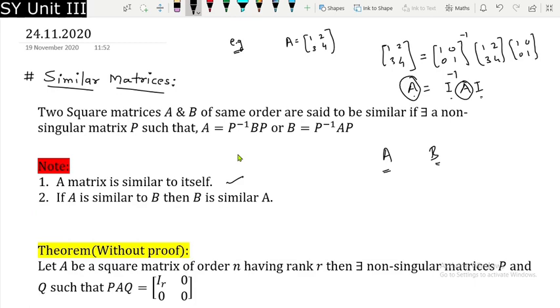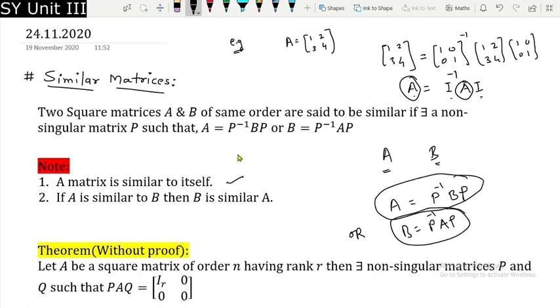Now suppose there are two different matrices A and B. How do we say that they are similar? They will be similar if we are able to find a non-singular matrix P such that you can write A as this product of three matrices, P inverse BP, or you can write B as P inverse AP. If one holds, the other is obviously going to hold. So the meaning of these two statements is one and the same.